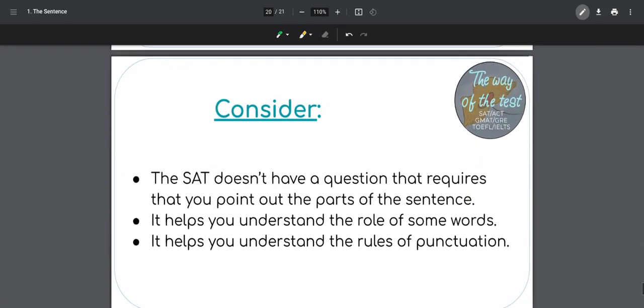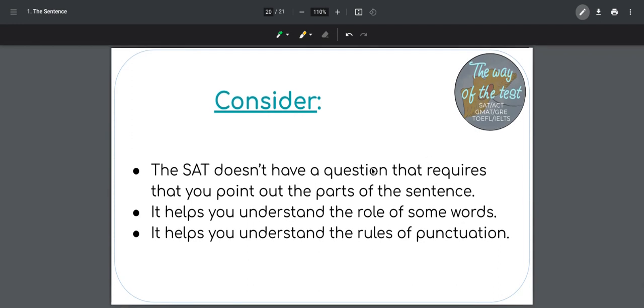Now, things to consider for DSAT. DSAT doesn't really have a question that requires that you point out the parts of the sentence. This is just an exercise that we do to prepare for further questions. So this is why there is no example of the real SAT here. But it does help you understand the roles of some words, and it helps you understand the rules on punctuation. This is a very important practice for the future.